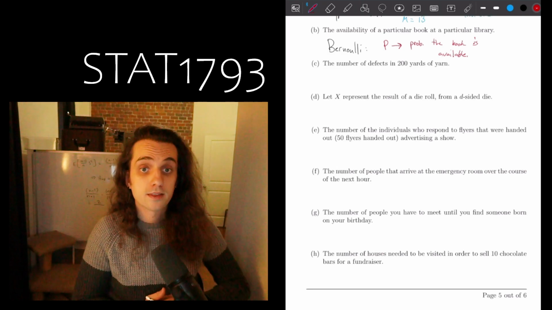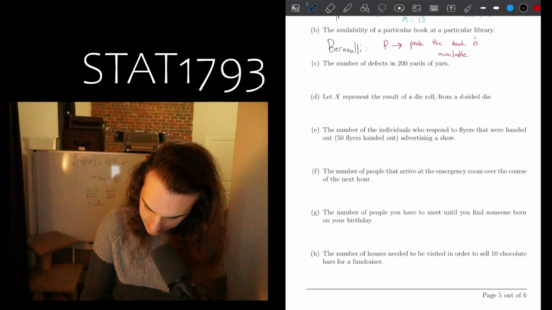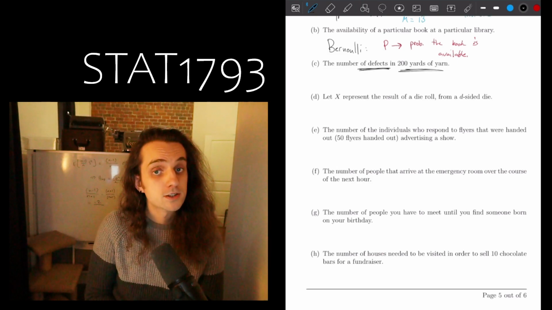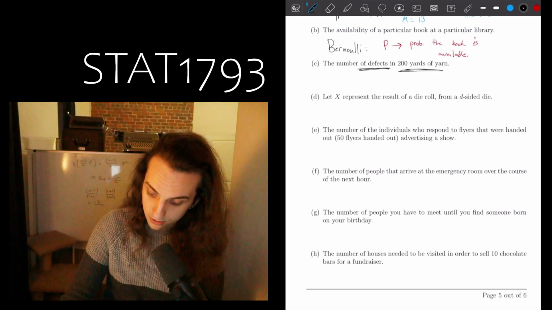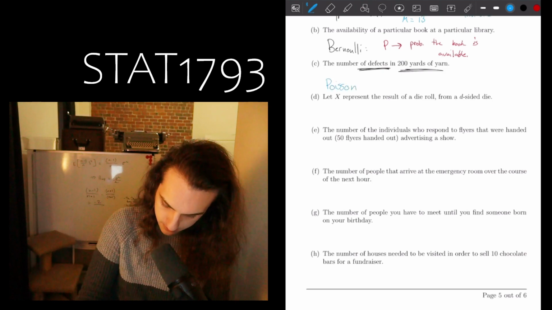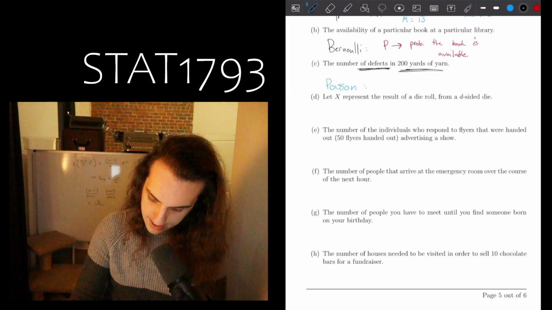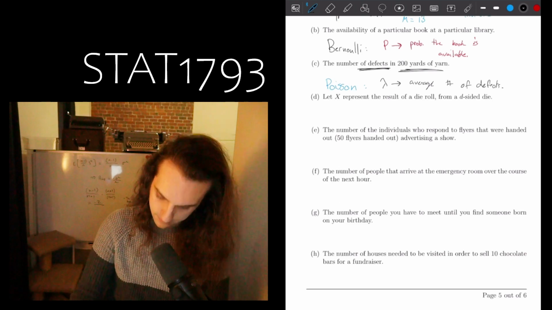Well, here what we're thinking about is we want to count up some number of events, right? In this case, it's going to be defects. And we have some fixed amount of time or space, in this case, 200 yards of our product here. And so what we know is that this is going to be Poisson. It's always Poisson when we're counting up the number of occurrences in a fixed time or space. And here, lambda is going to be the average number of defects, right?